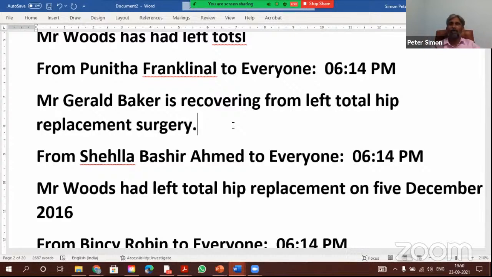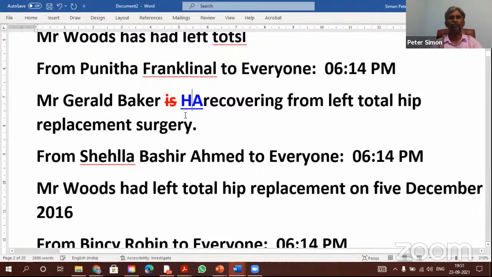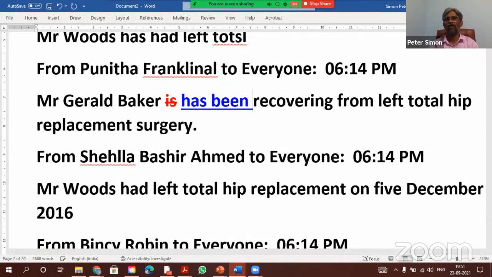So it is was recovering, and is recovering and will also recover. That means from past to future, it is continuous. So then you have to say present perfect continuous tense. Mr. Gerald Baker has been recovering. This is correct only. Is recovering is also correct only, but it will be at the moment. But topic wise, recovering will not happen just this moment. It will be from the past till now and from now till the future. Recovery is a continuous process until total recovery is done. So it should be has been recovering from left total hip replacement surgery. Very good. That's correct.